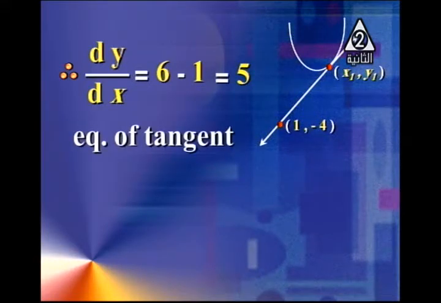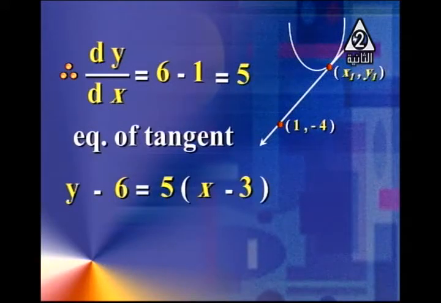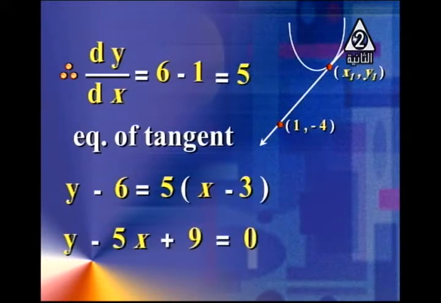Then the equation of the tangent is y minus 6 equals 5 multiplied by x minus 1. Remember, the equation of the tangent is y minus y1 equals the slope m multiplied by x minus x1. Therefore, y minus 6 equals 5 multiplied by x minus 3. Therefore, the equation of the tangent becomes y minus 5x plus 9 equals 0.